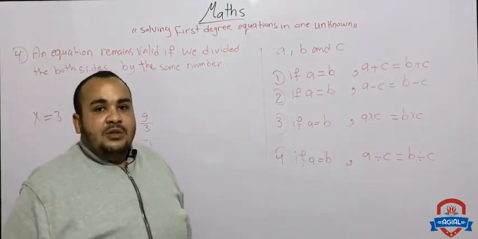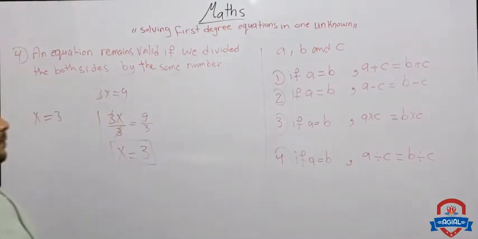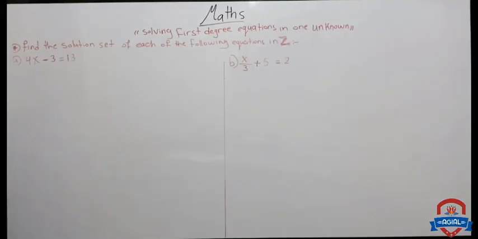And now let's try to solve some exercises. Exercise 1. Find the solution set of each of the following equations in the set of integer numbers. A. 4x minus 3 equals 13. If we need to find the solution of this equation, we have to find the value of this unknown. So in the beginning, we can add the number 3 to both sides.